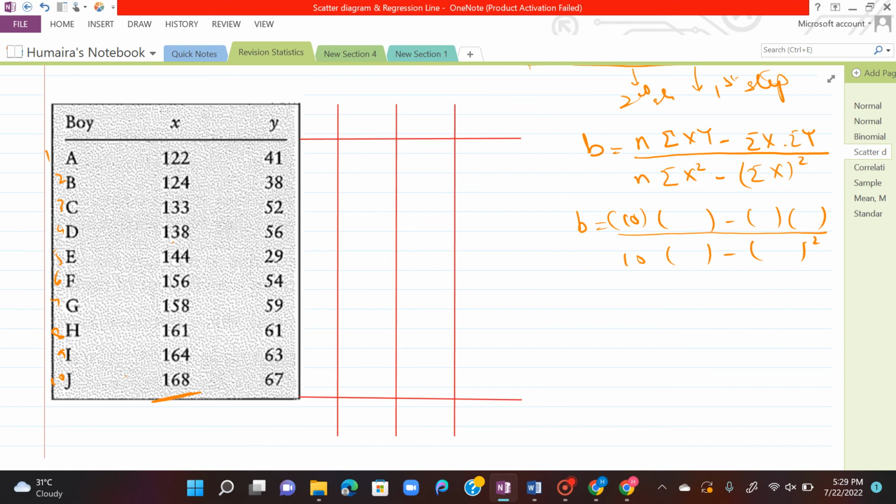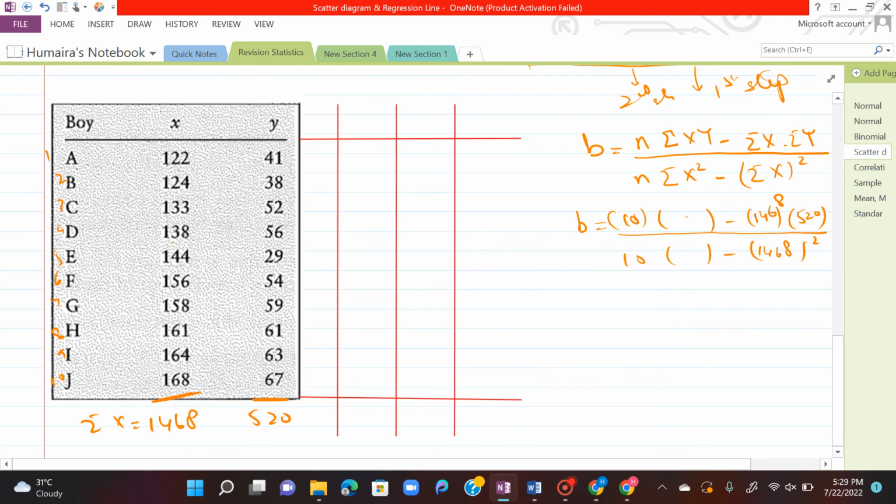The sum of x value is 1468, that is the value of summation x. The sum of y value is 520. So these values will be substituted over here: 1468, 1468 and 520. Okay, and summation x whole square. So summation x is basically 1468. This comes over here.